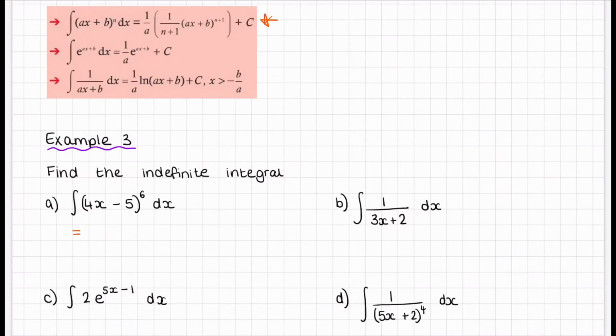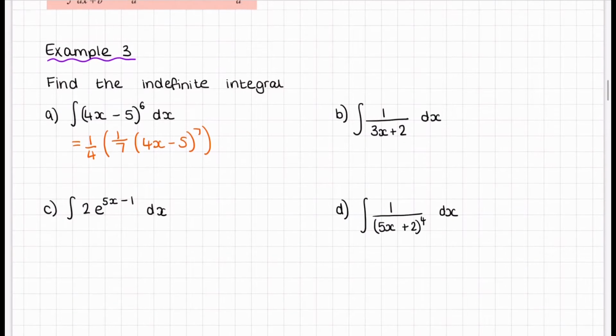So it's going to equal 1 on a. A is the value in front of the x, so it's going to be 1 on 4, open brackets, 1 on n plus 1 to the power n plus 1, which will be 1 on 7 because the power is 6 in the original, bracket, then stays the same, 4x minus 5, and we add 1 to the power. So we'll have 1 on 4 multiplied by 1 on 7, (4x minus 5) all to the power of 7.